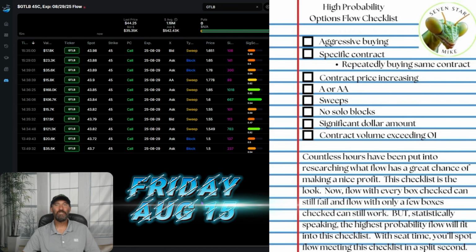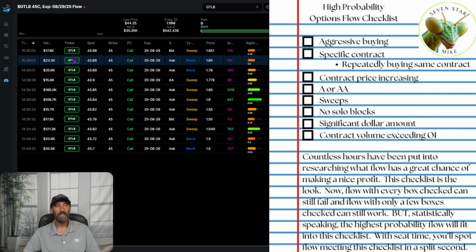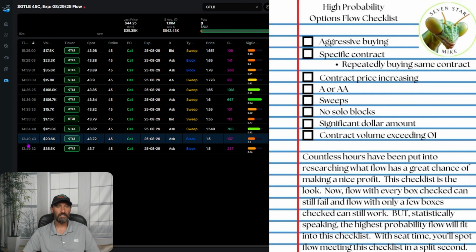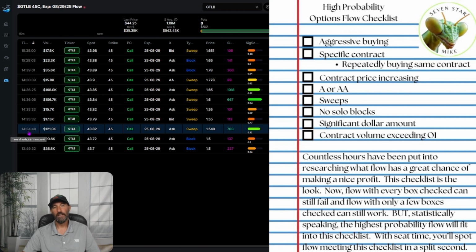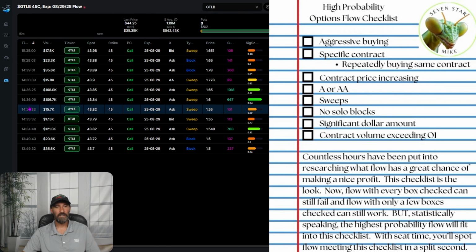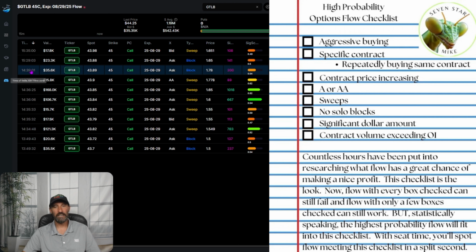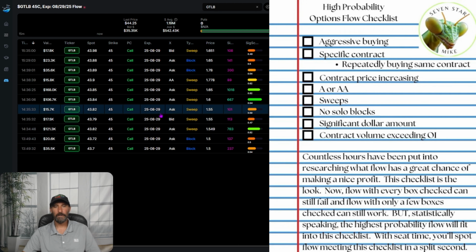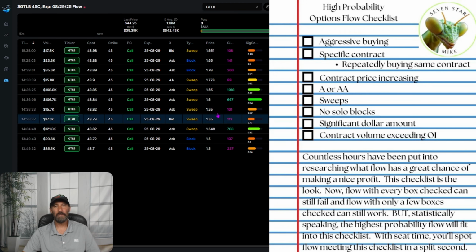Okay, guys, I want to show you some flow that I did take for the small account. This is GTLB. I've got the checklist up there, so let's go side by side with the checklist. First one is aggressive buying. If you look at the timestamps here, especially starting here, 1434, 35, 35, 36, 36, 38, 39. So in a quick window here, they're showing some ask side sweeps back to back to back.